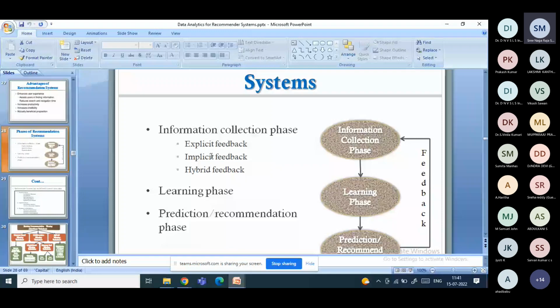Then coming to the last one, prediction, which means identifying the new thing, or the recommendation phase. So predictive analytics and recommendation analytics are the third phase in recommendation systems.